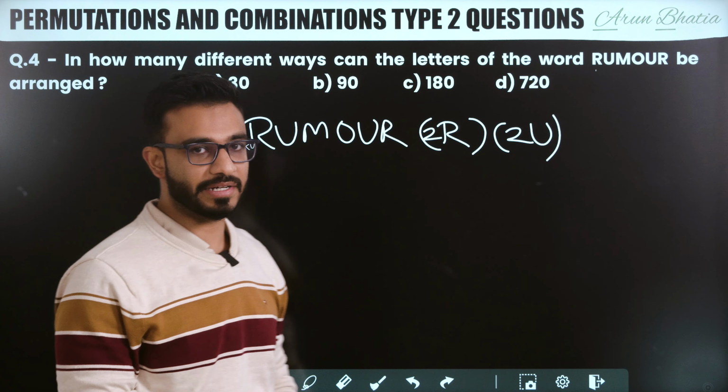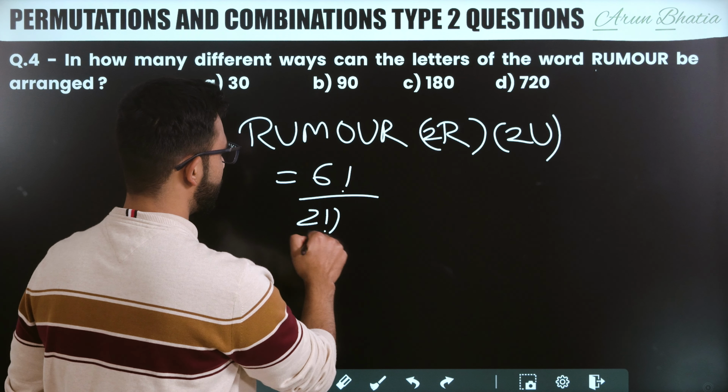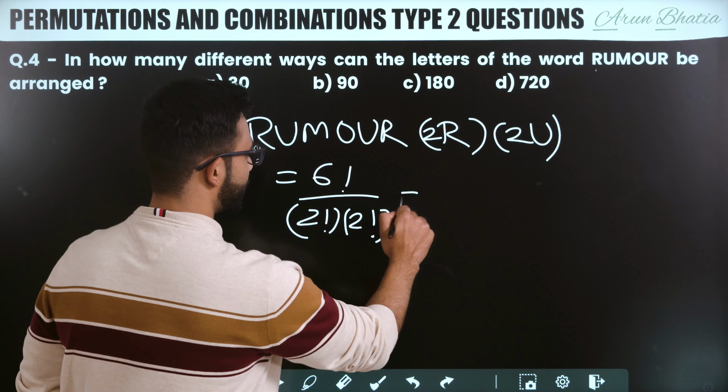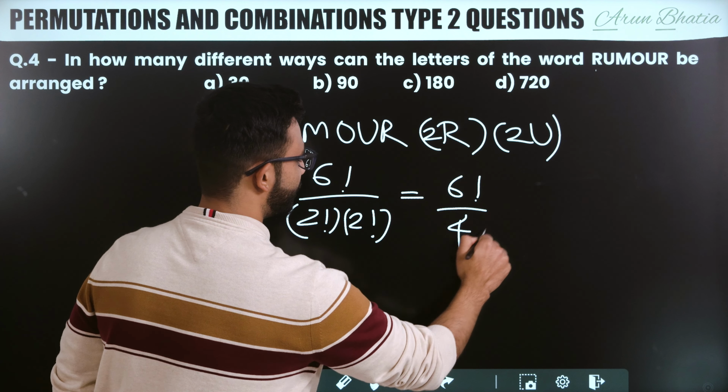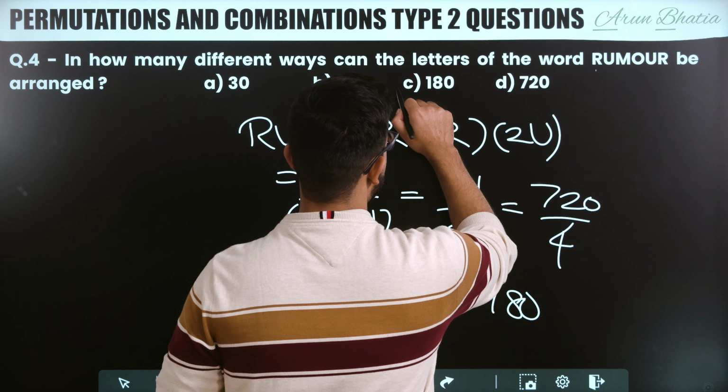So you'll do the same thing. Rumor is again a 6-letter word, so it is 6 factorial divided by 2 factorial times 2 factorial, which is just 6 factorial divided by 4. 6 factorial is just what, 720 divided by 4. So it comes around to be 180. So 180 is your answer.